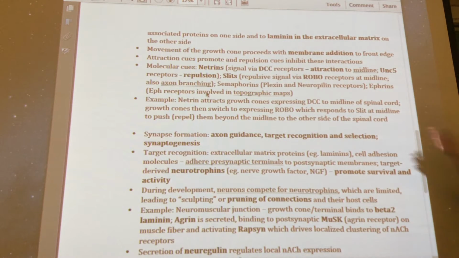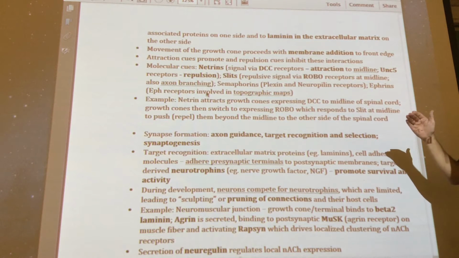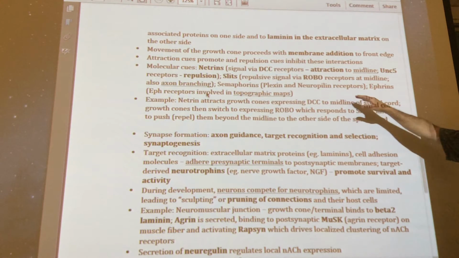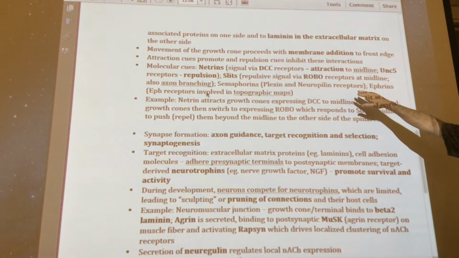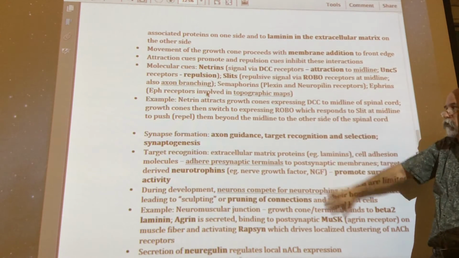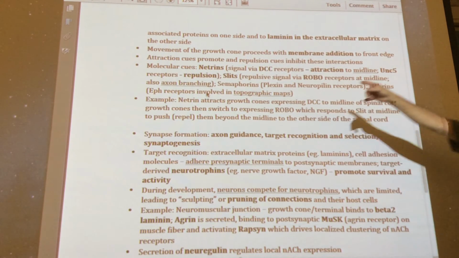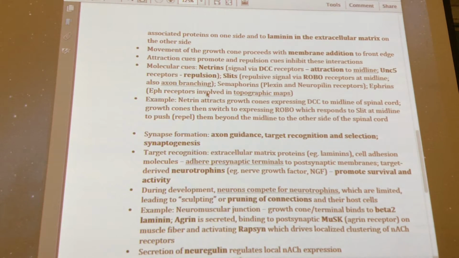Netrins. So you should know basically these 4 types of molecular cues: the netrins, slits, semaphorins, and ephrins. The netrins, they signal through the DCC receptors for attraction, the UNC5 for repulsion. Slits are a repulsive signal. This was a mistake on what I mounted. The correct version of this guide is on Lalima now. So these are repulsive signals. They work through this Robo, and remember that example. Okay, so semaphorins, they have these receptors, ephrins have those receptors.